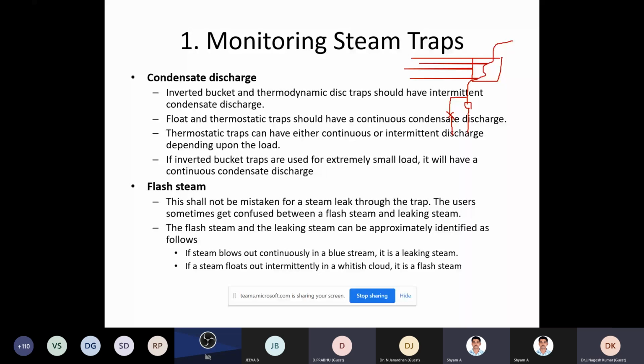Or when you start the system, there will be heavy condensate load because everything is in cold condition. So they open the bypass also to allow condensate to freely flow. Then they should close it. But normally this is always kept open because nobody wants to check the trap. It's a laborious process. So they keep this bypass open. That means continuously some steam will be going out through this. So monitoring of traps is very important.